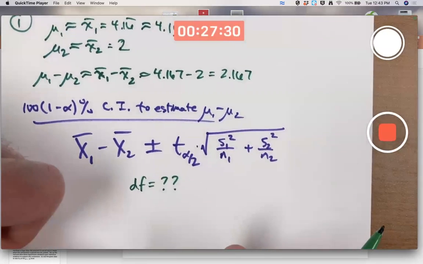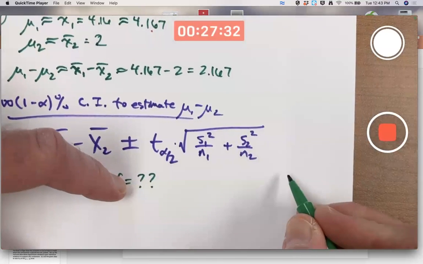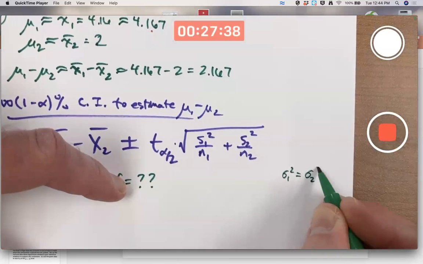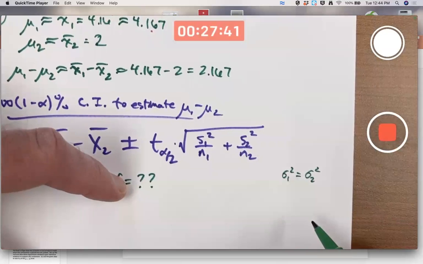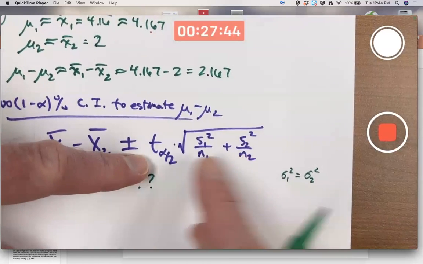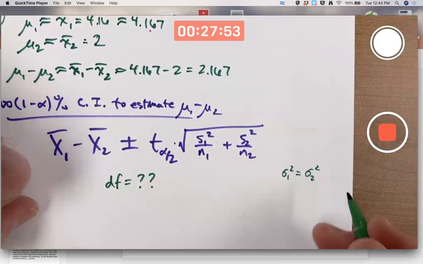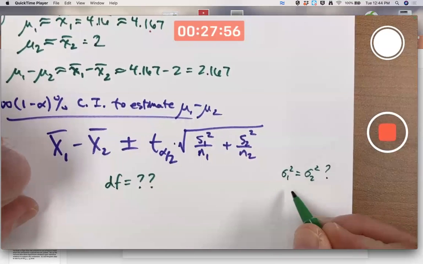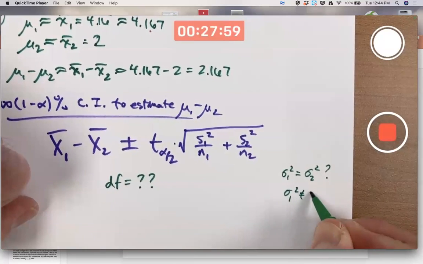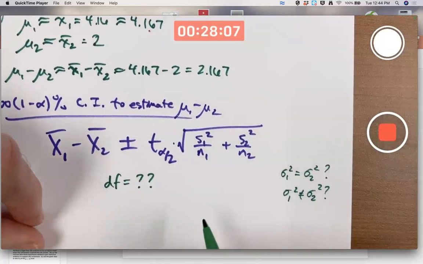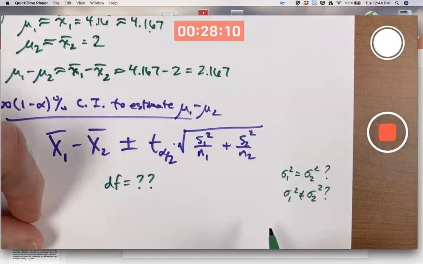If you assume the population variances sigma 1 squared and sigma 2 squared are equal, then you end up pooling the sample variances, in a way similar to pooling the proportions that we were talking about 15 minutes ago. If they're different, then you end up doing something different. And the degrees of freedom is also different depending on which one of these you use.